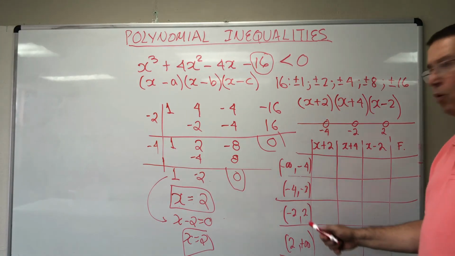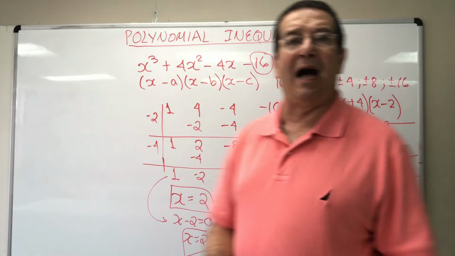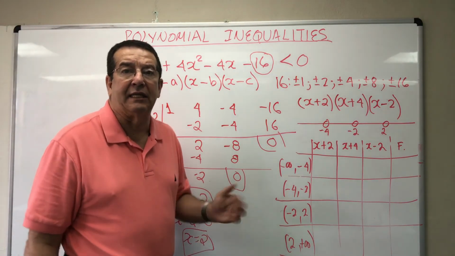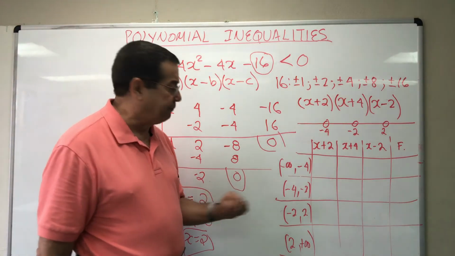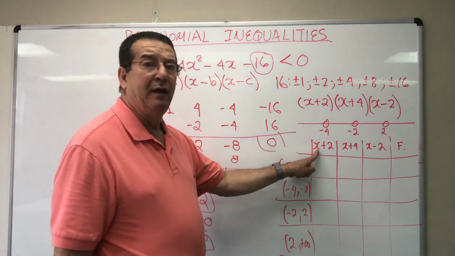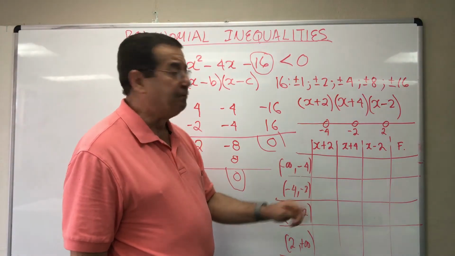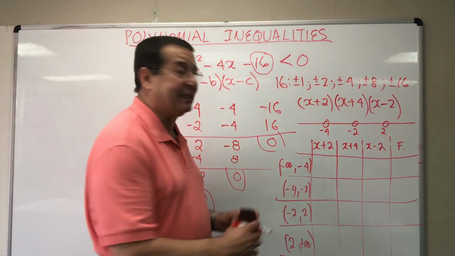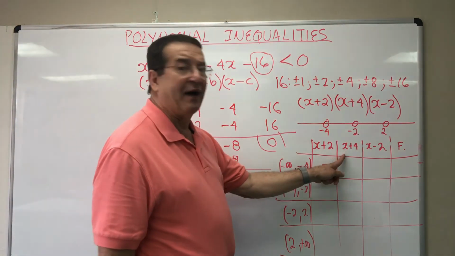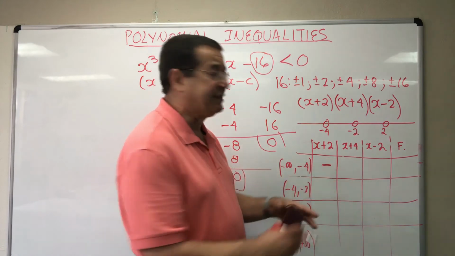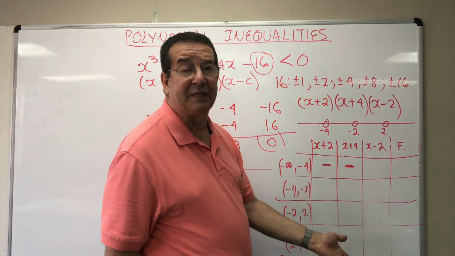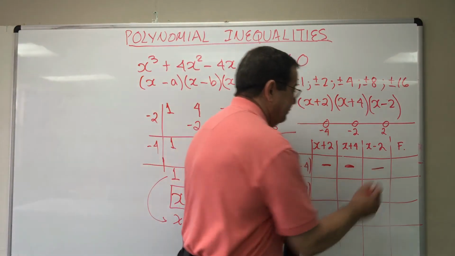I select now one number less than negative 4. You can use negative 5, negative 6, whatever, but it has to be less than negative 4. I use negative 5. Negative 5 plus 2 is negative 3, negative. Negative 5 plus 4 is negative 1, negative. Negative 5 minus 2 is negative 7, negative.